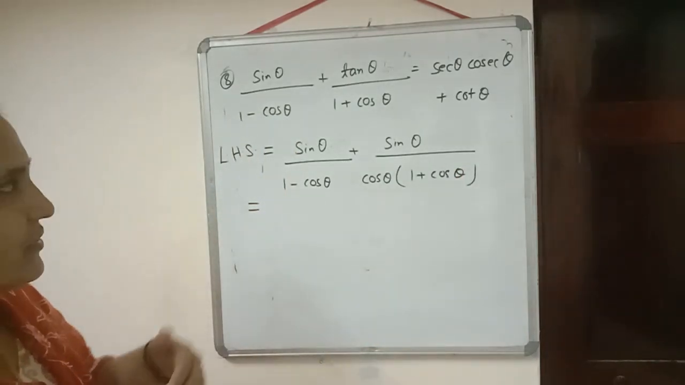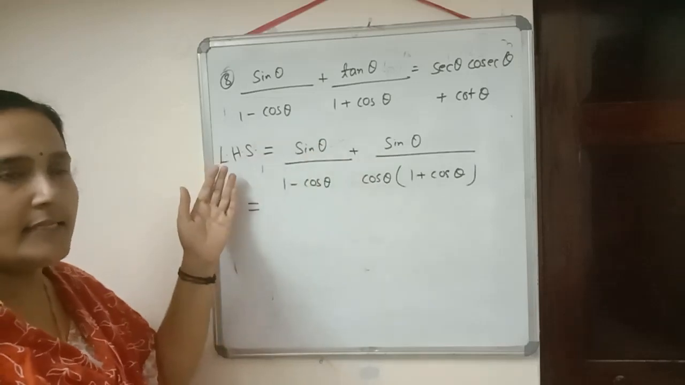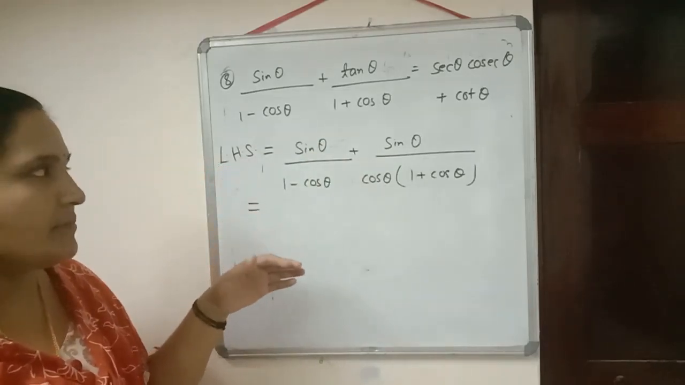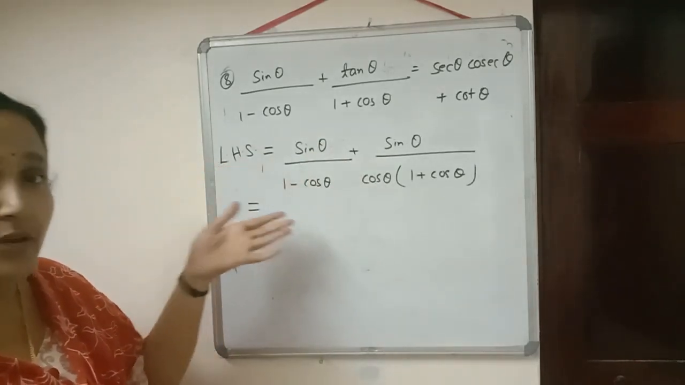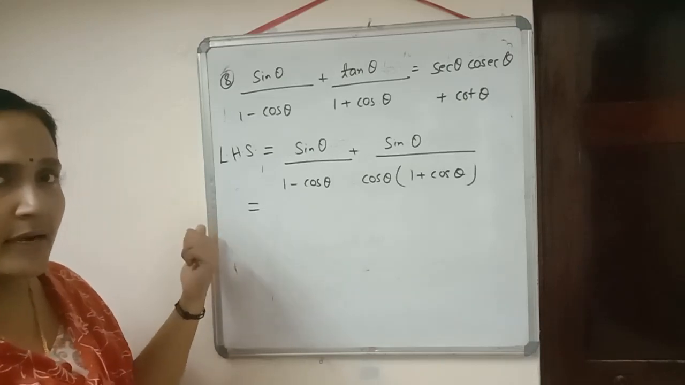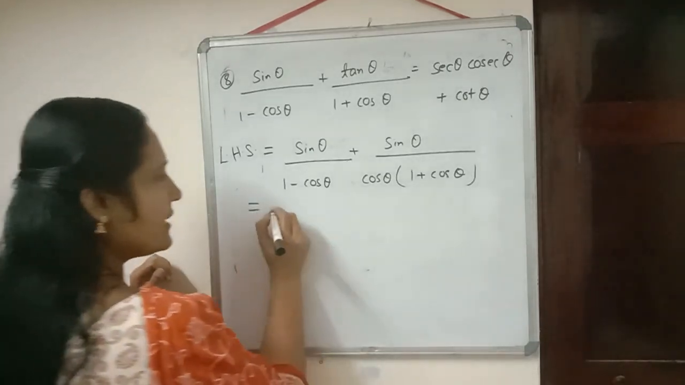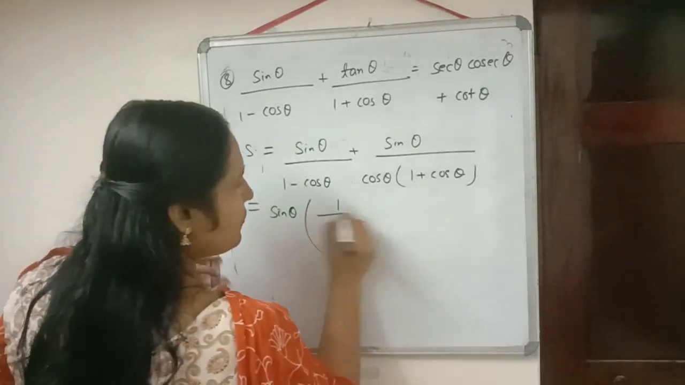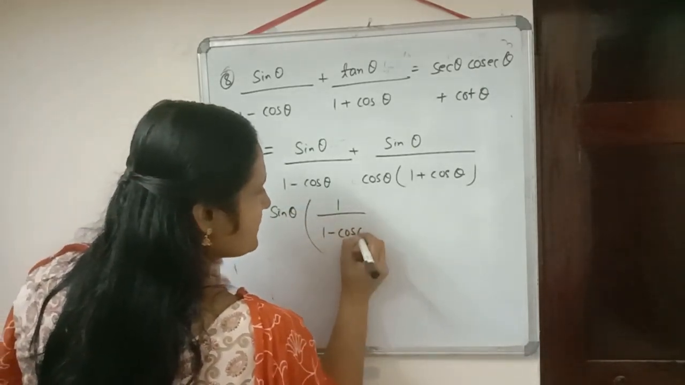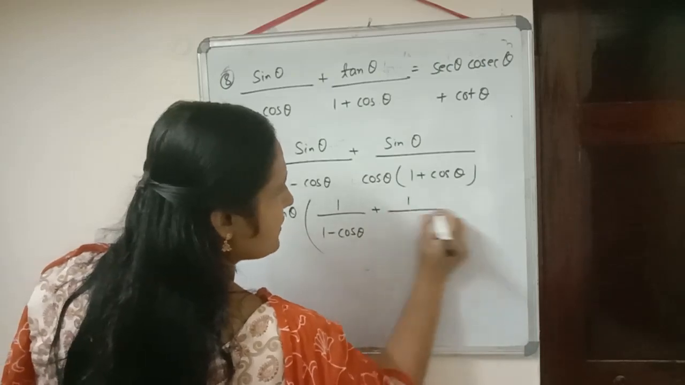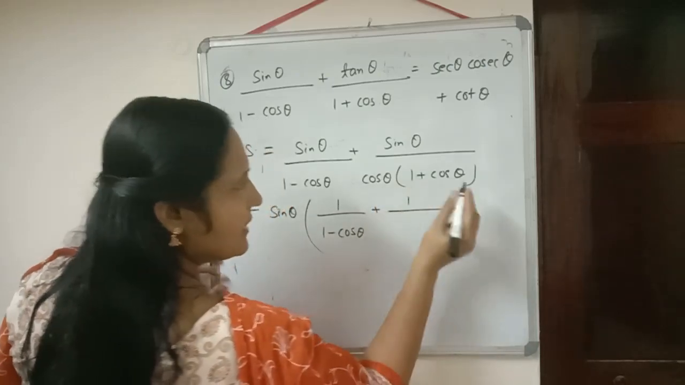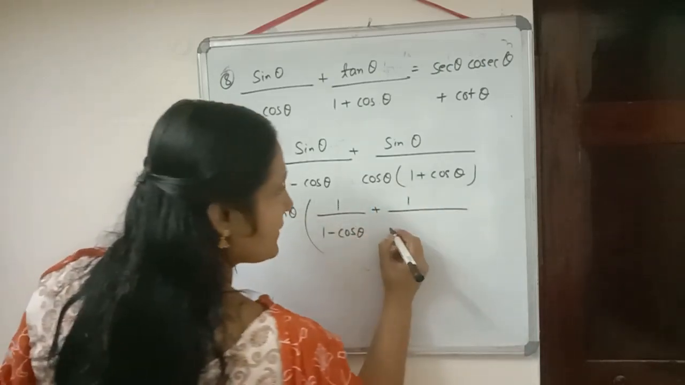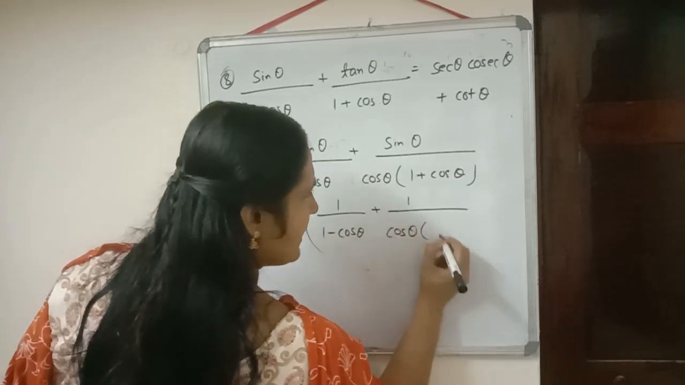So now it depends on you. If you want, you can take sin theta common and you can simplify. Otherwise, you can leave it here. What should I do? Shall I take it outside? Okay. So taken sin theta common. What will come inside the bracket now? 1 by 1 minus cos theta plus 1 by 1 plus cos theta, and this cos theta is remaining. So shall I multiply there? Then it will come. Otherwise, we will write it as it is.